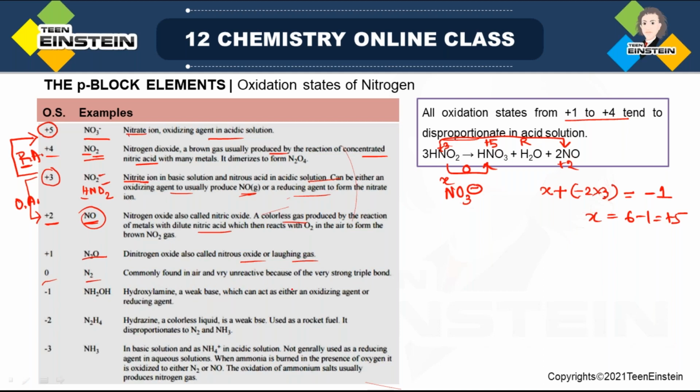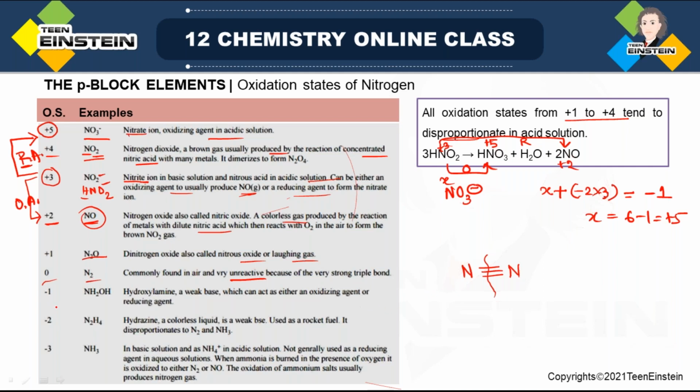It is present in air at around 80% and is very unreactive, because of the very strong triple bond. We know that between the two nitrogen atoms in the nitrogen molecule there are 3 bonds. Because of this, the molecule is very inert in nature, because if you want this molecule to take part in a reaction, you have to break all these 3 bonds, which is a really difficult process. So that is the reason this molecule is so unreactive.